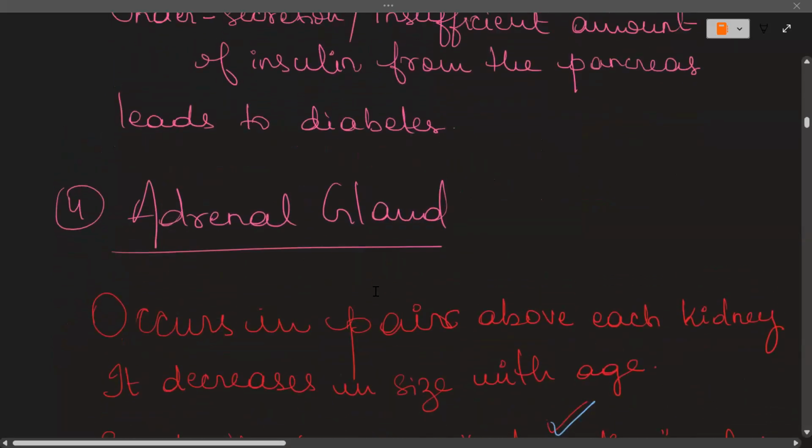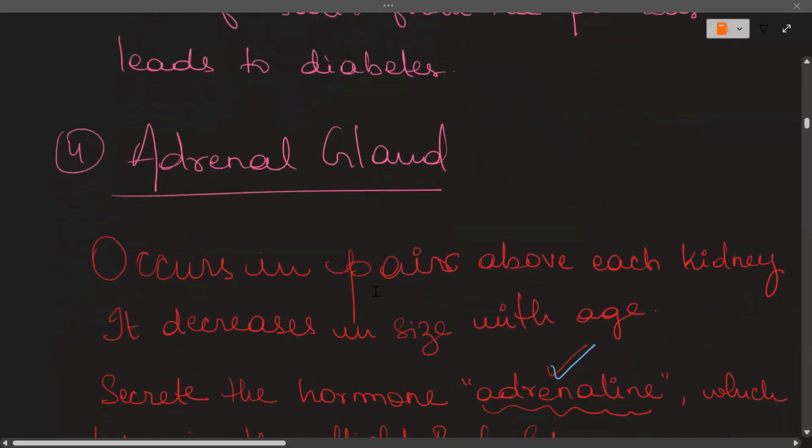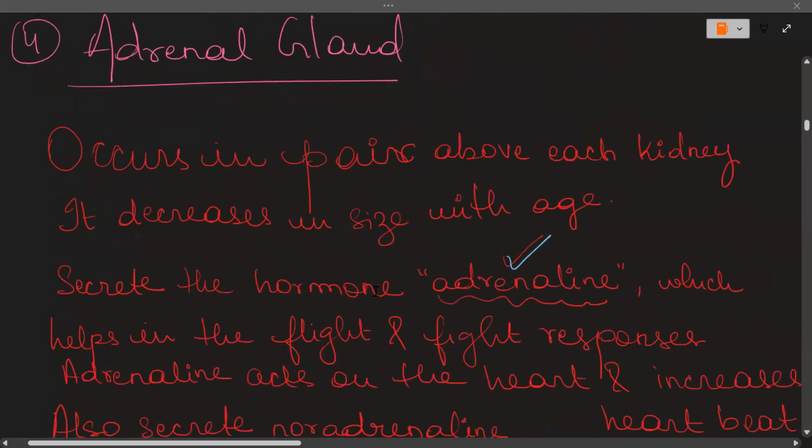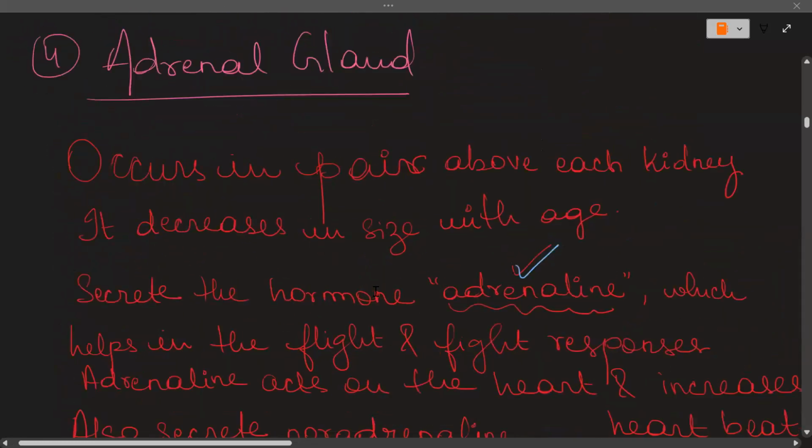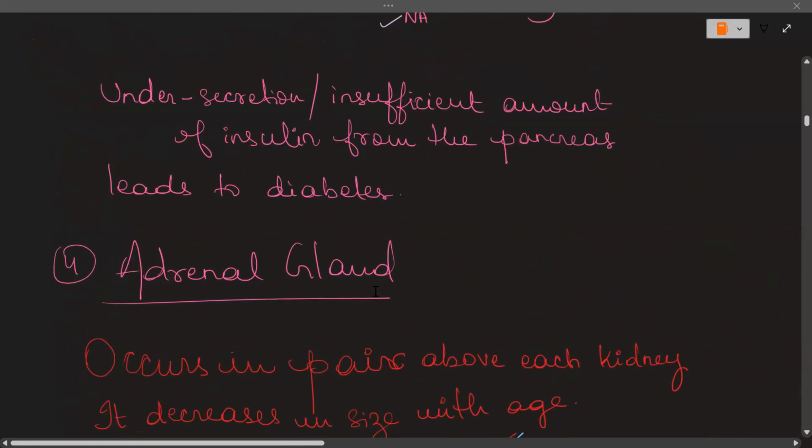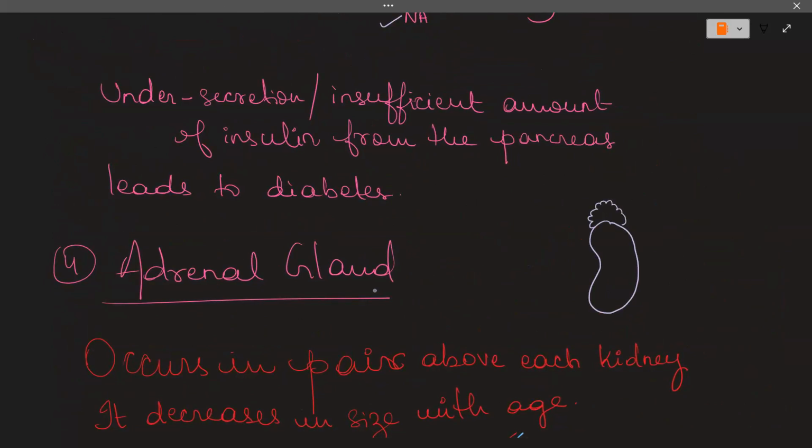So that was the pancreas. Now let's come to the adrenal gland. Whenever you saw a picture or diagram of a kidney, you might have noticed that each kidney was wearing a crown. Have you noticed this? The brown colored part. This crown is nothing but the adrenal gland, and it is present over both the kidneys.